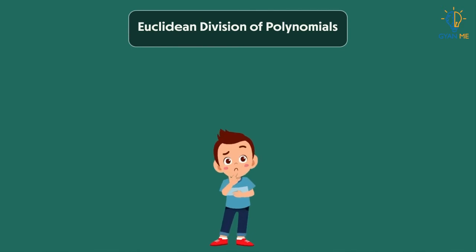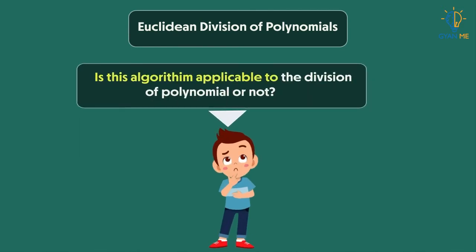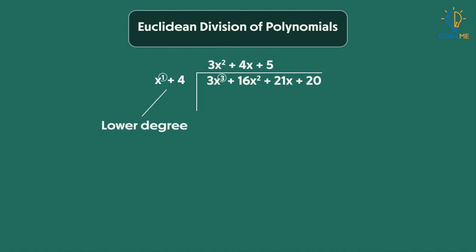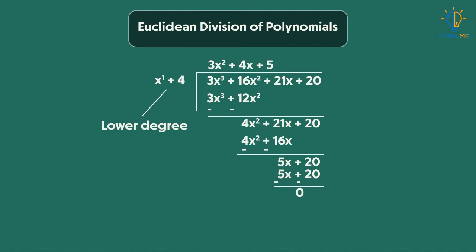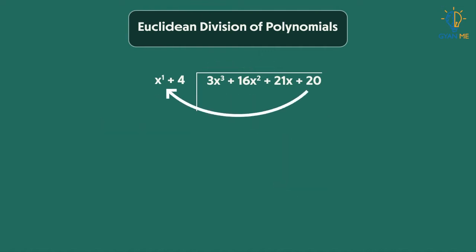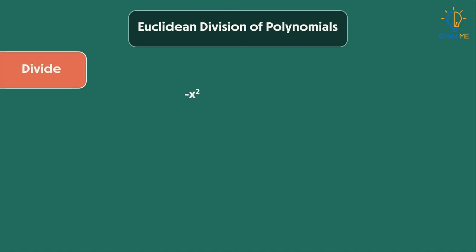Now, the question is: is this algorithm applicable to the division of polynomials or not? Let's find out. A polynomial can be divided by another polynomial of lower degree than itself using the long division method. So let's recall how to divide a polynomial by another polynomial. For example, divide minus x square plus 5x cube plus 6 by x minus 4.